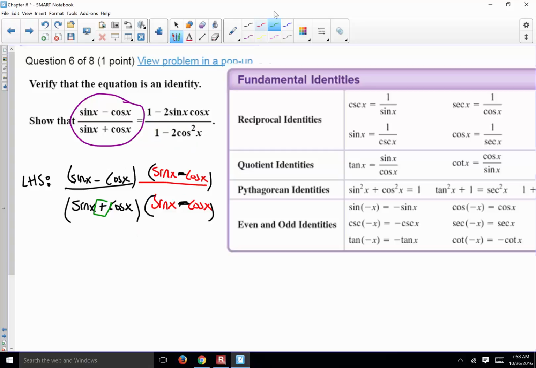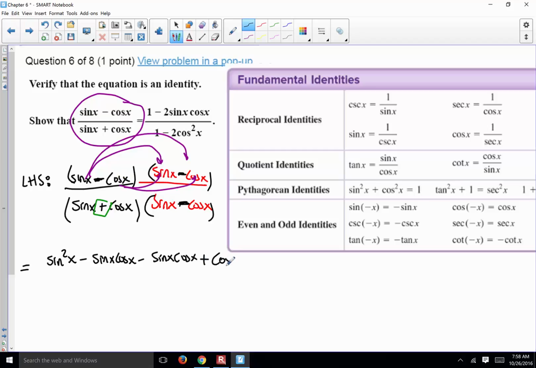Now I need to FOIL it: first terms, outside terms, inside terms, last terms. I will FOIL the top. It's actually a difference of the same items, so it's a square, sine x minus cosine x squared, but I will multiply and see what we get finally. Sine squared minus sine cosine. What a coincidence, you get the same item again, sine cosine. Cosine times sine is sine cosine. And finally cosine squared.